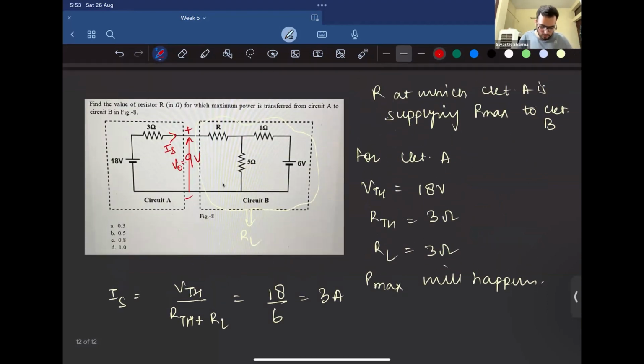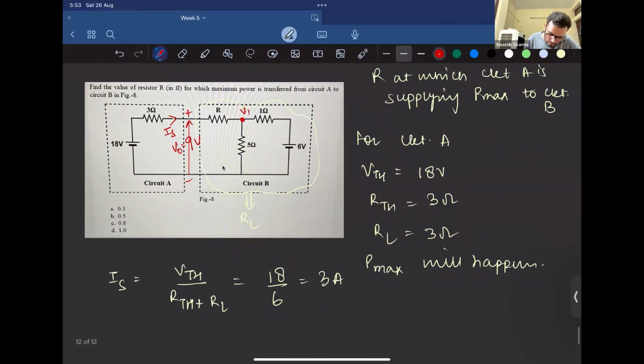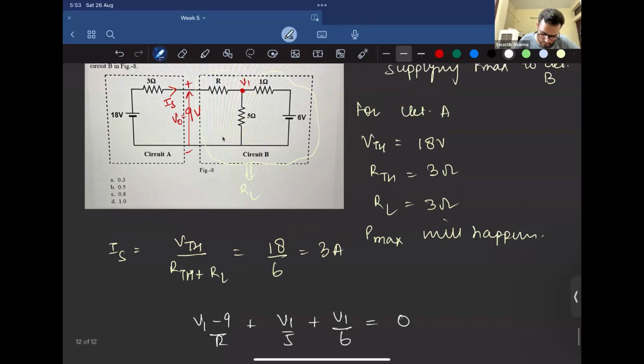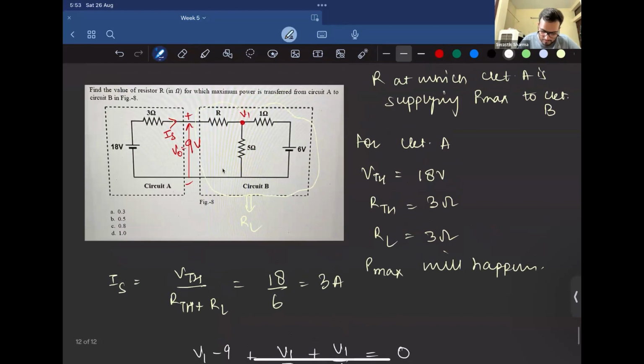Okay, I'll do it. So V naught is nothing but 9 volt, right? The RL is 3 ohm and the current coming out of it is 3 ampere. So V naught is 9 volt. So we can do nodal analysis around this node. So V1 minus 9 by R plus V1 by 5 plus V1 by 6 would be equal to 0. Is this correct?